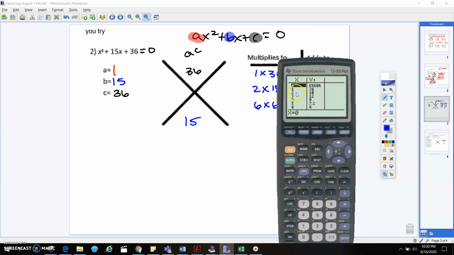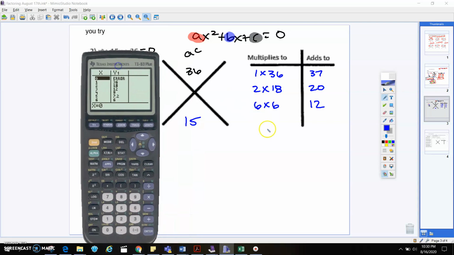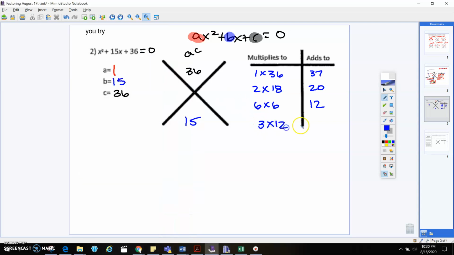Do you notice how on this x and y table, 1 times 36 gives me 36, and 2 times 18 is going to give me 36, and 3 times 12 is going to give me 36. 3 times 12. Well, doesn't that add together to give me 15? Yeah, it does. So those are my two factors.